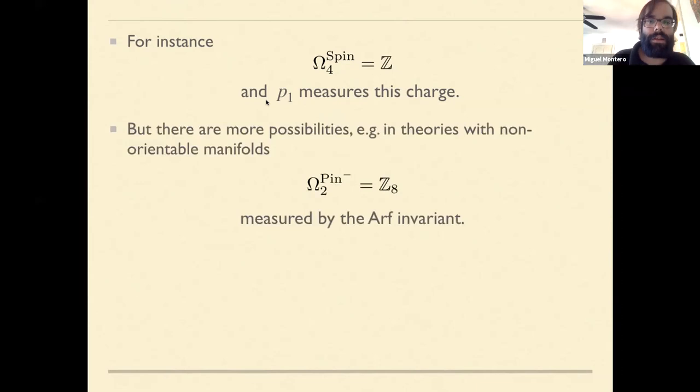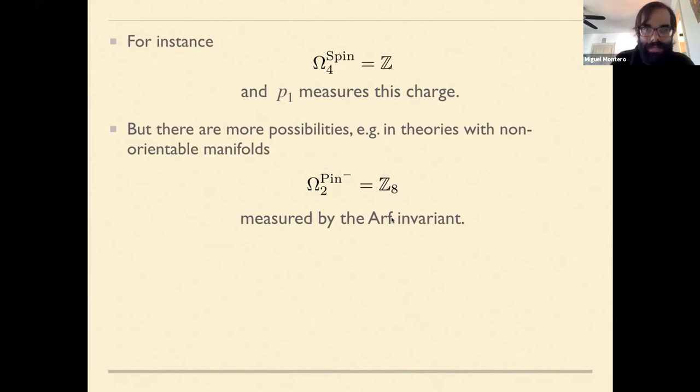As I said, there are more possibilities. For instance, you could have gauge fields. Another thing that could happen is that your theory makes sense on non-orientable manifolds. So if your theory makes sense on orientable manifolds and it has fermions, you should consider more exotic bordism groups, where for instance the two-dimensional Pin-minus bordism group is a discrete group. But the logic is the same. There's still a global conserved charge, okay?